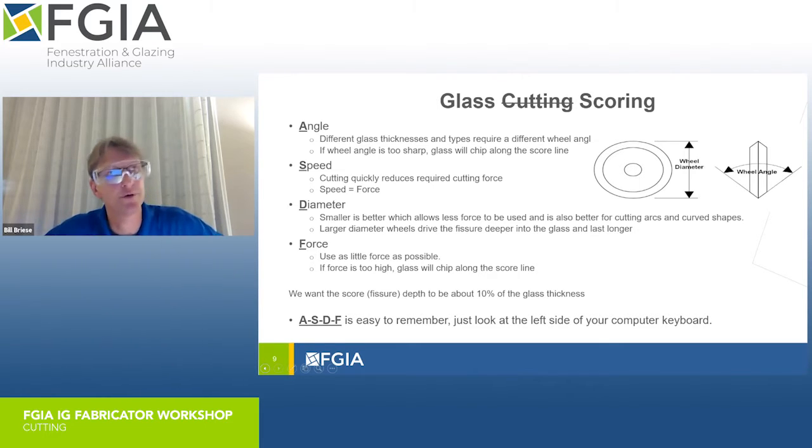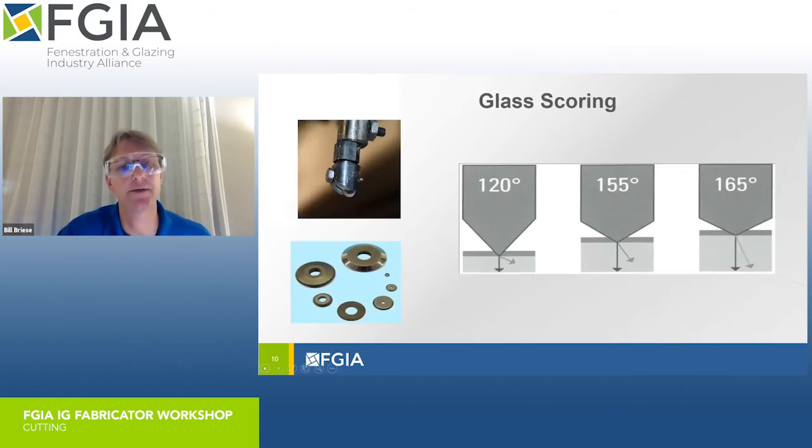And then force. You want to use as little force as possible, with the intent that we want to achieve a fissure depth, meaning that we want the wheel to penetrate into the glass surface about 10% of that glass thickness. So you can see here the effect of the different angles.